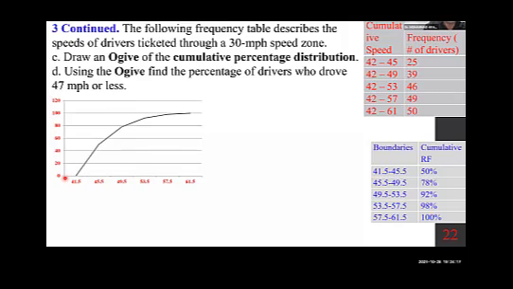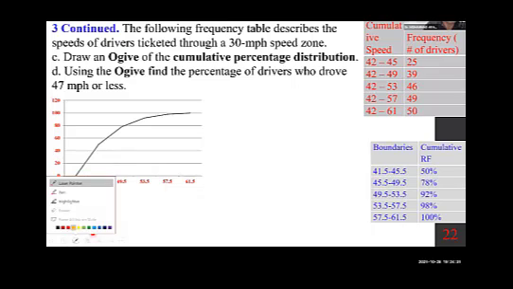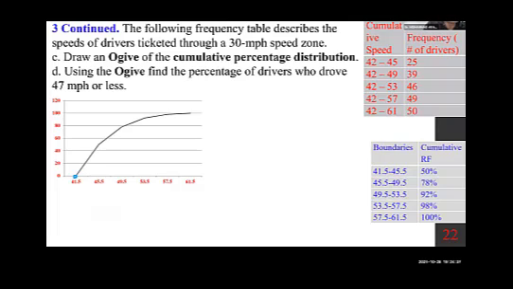So along the horizontal axis, we put the numbers 41.5 all the way to 61.5. Then we have 45.5, 49.5, so on and so forth. Now, the lower boundary of the first class will always correspond to 0 or 0%. The upper boundary of the last class always corresponds to 1 or 100% in the case of a percentage, or n in the case of a frequency.